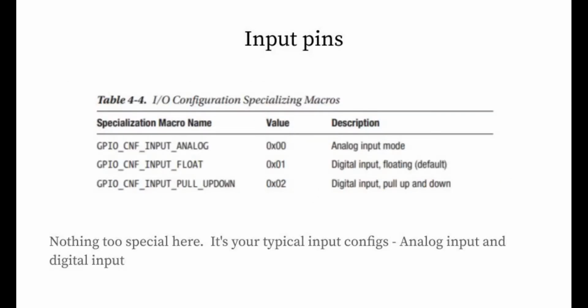First, let's talk more about the input pin configurations in the Blue Pill. There isn't anything too special here. It's your typical input pin configs: analog input and digital input. There's the option with digital input pull up and pull down, which means that your input is always either high or low with no floating noise at all.